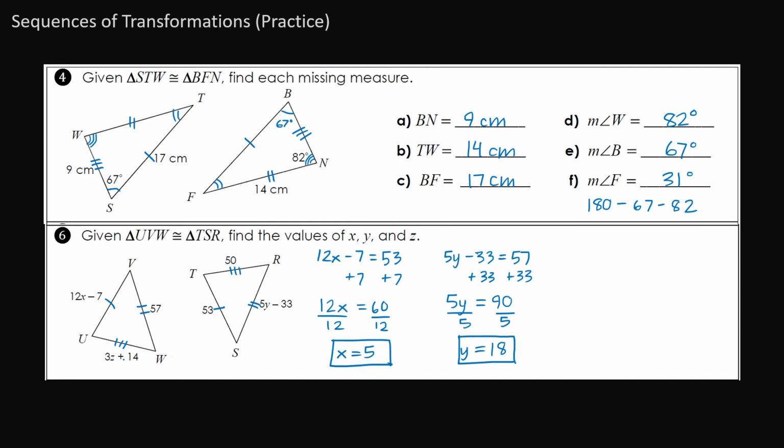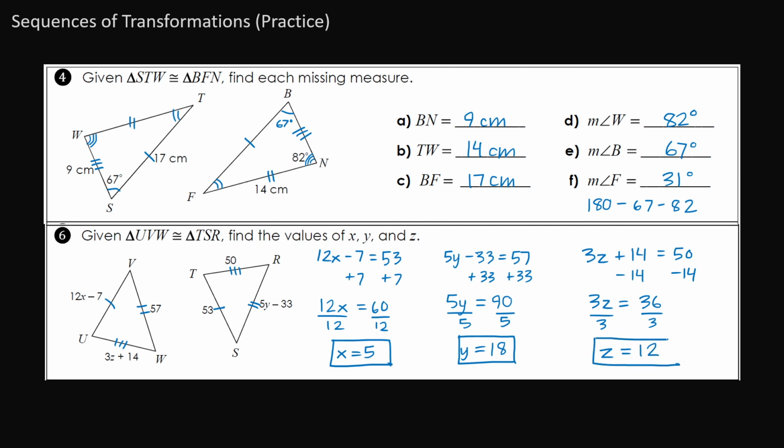Lastly, for z, I see that side UW is 3z plus 14 units. And I see that its corresponding congruent side is TR, and TR is 50. So I can write the equation 3z plus 14 equals 50 and solve that equation for z. Three z is equal to 36. Divide both sides by 3. And z is equal to 12.